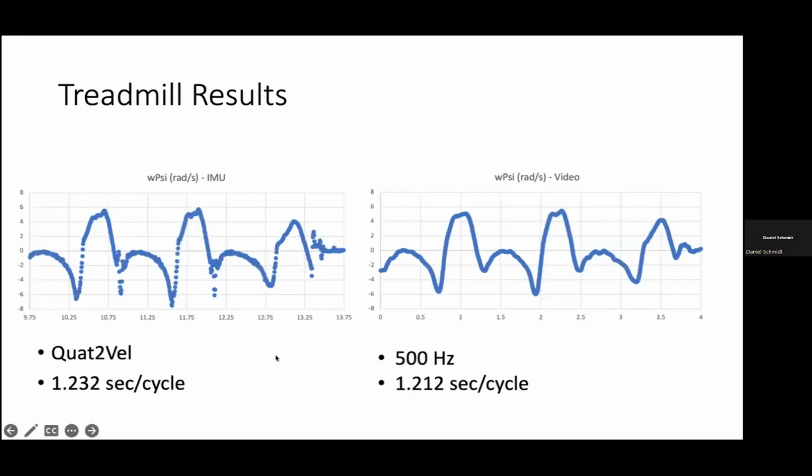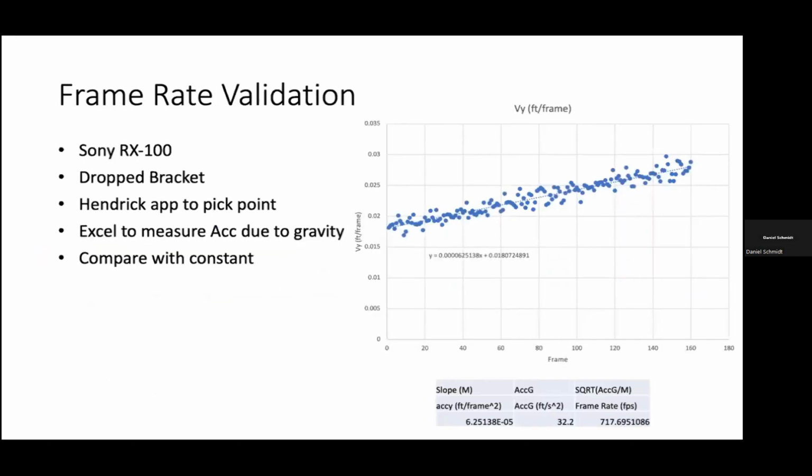So this is on the left, you have our IMU data. And this is analyzed with the equations that I had at the beginning. And so it cleaned up our data a lot and also fixed our magnitude problems. The left is the IMU data fixed, and the right is the video, assuming 500 frames per second, even though the Sony was supposedly recording at 1,000 frames per second. And so that led us to look at some frame rate validation.